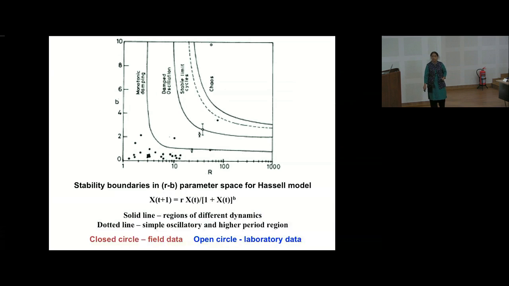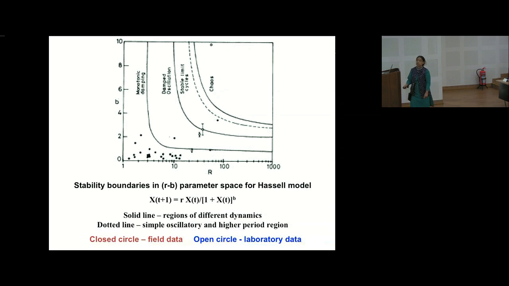So this was a data set which created a whole lot of problem, because immediately people said that chaos is something which is absolutely unrealistic. You don't see it in ecology. It's just a matter that people want to talk about it, and physicists like it, so they only talk about it. Most of the data actually are in the stable region. Damped oscillation also finally goes to stability.